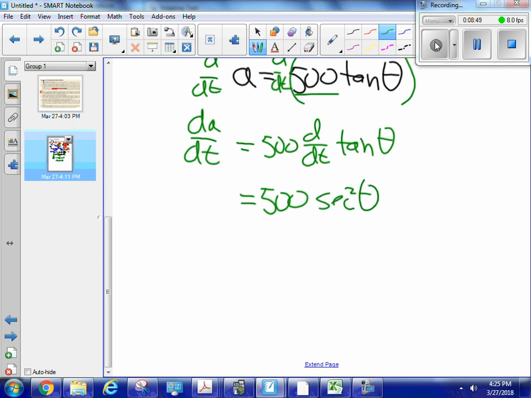is secant squared theta. But you have to remember, and this is where people get messed up, that theta right here is another function. So I need to take the derivative of theta. I'm using the chain rule. So I take tan theta times d theta/dt. Theta is a function of time.